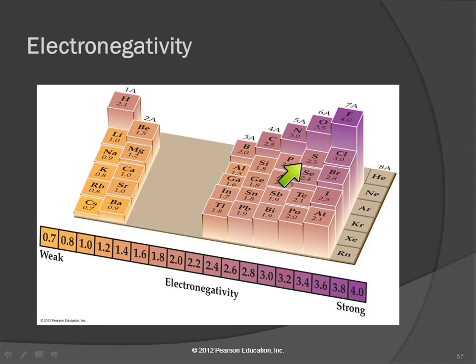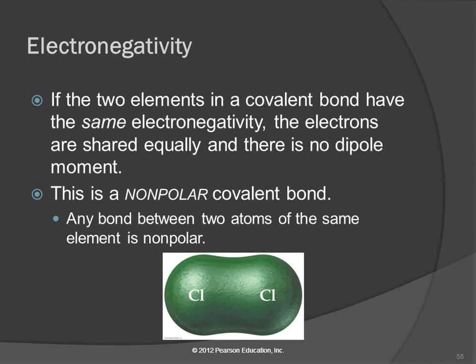Sulfur has a value of 2.5, and carbon has a value of 2.5. They have the same electronegativity, so if you had a carbon-sulfur bond, there's no difference. It's going to be nonpolar. So that can happen, but what I want you to remember is if the elements are the same, it's nonpolar, and usually if they're different, we can assume that it's polar, and so that's what we're going to do. We're just going to go with an either or.